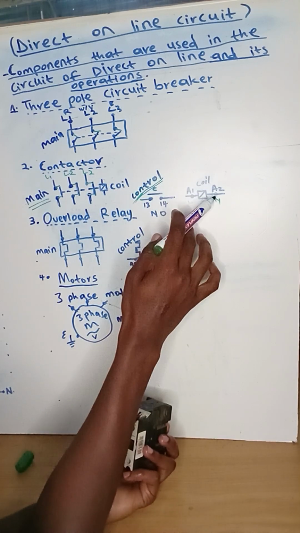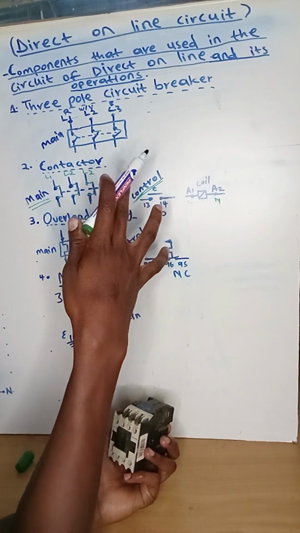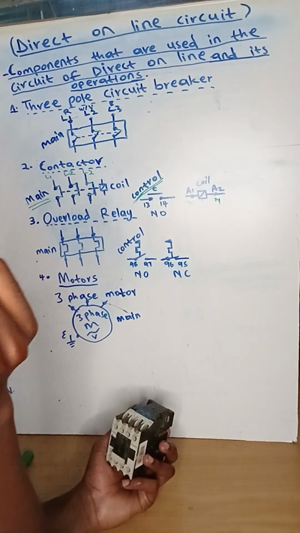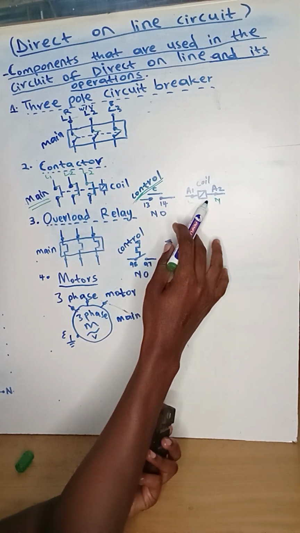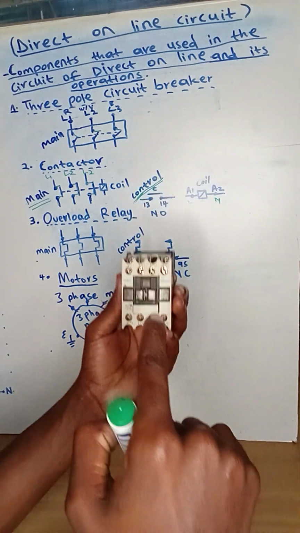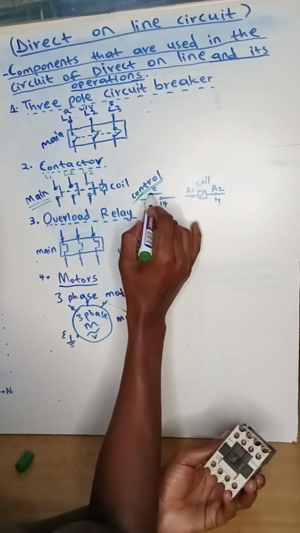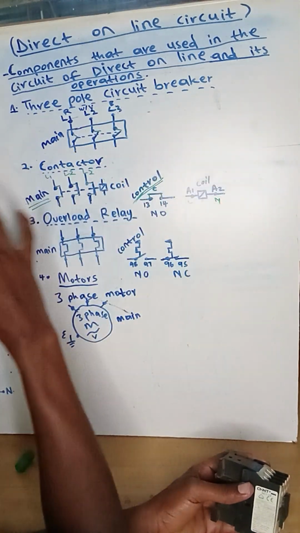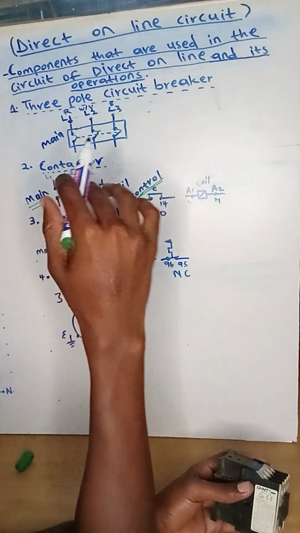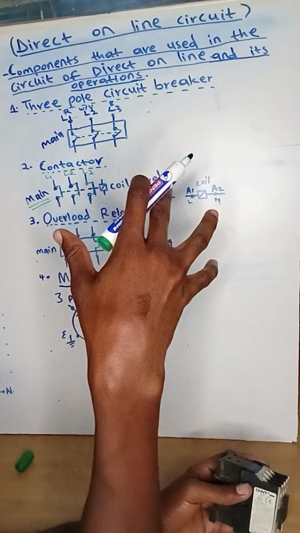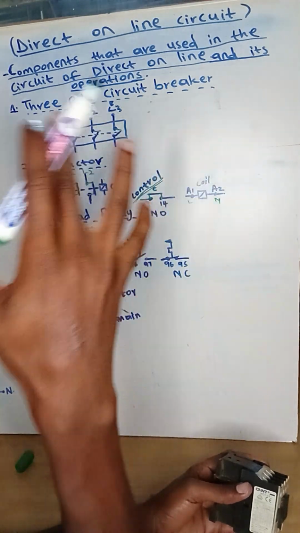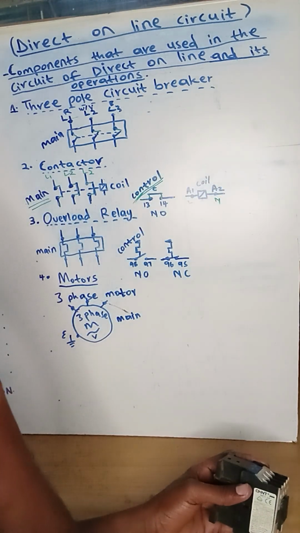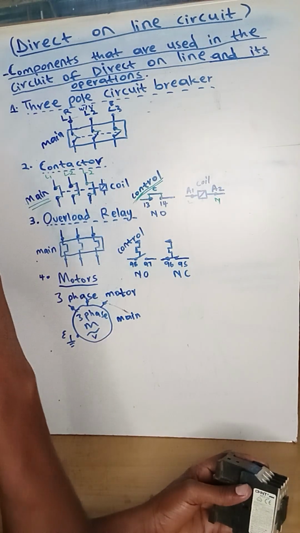They'll only be closed when the coil is energized. But when the coil is not energized, they'll be open. And then again, when the coil is energized, it will affect number 13 and 14 to be closed contacts right now. So that is it about the contactor, the symbols, the contacts, and how to operate it. So that's it about the contactor.